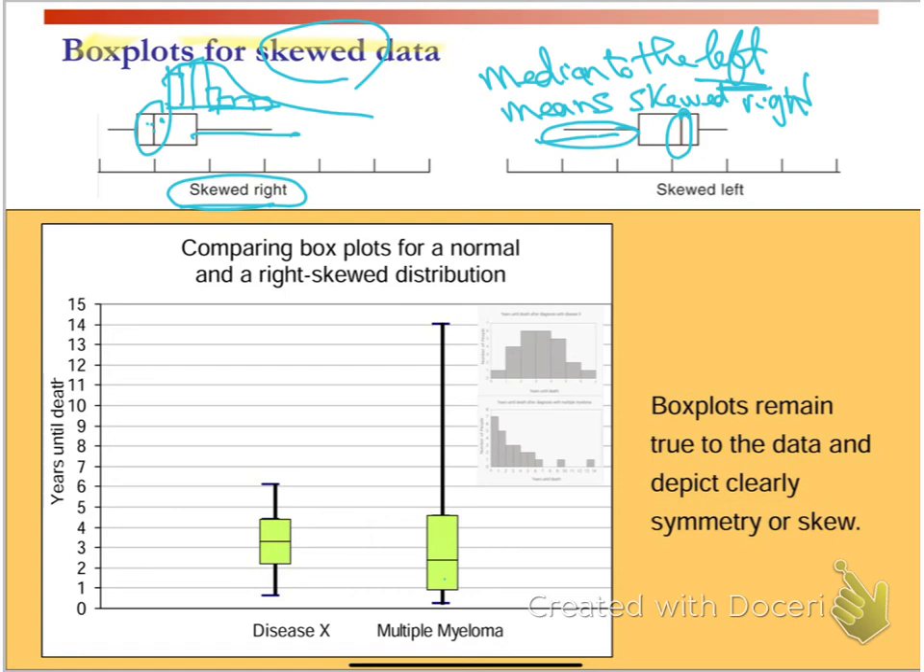This is one of symmetry or balance, because you can see here that the median is in the middle, almost exactly. And these whiskers, the small lines, are almost the same. So it's called balanced or symmetric, okay? But this one is called skewed, which means the median is not in the middle. The median here is down, so it is skewed up, the tail up, okay? So the boxplot remains true to the data and depicts clearly symmetry or skew. So it can work for the two cases.